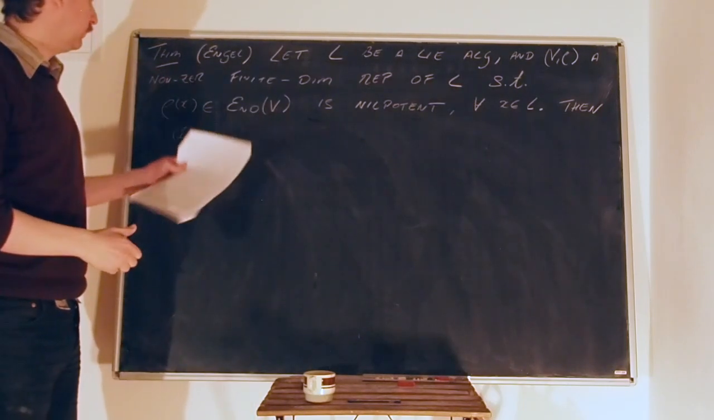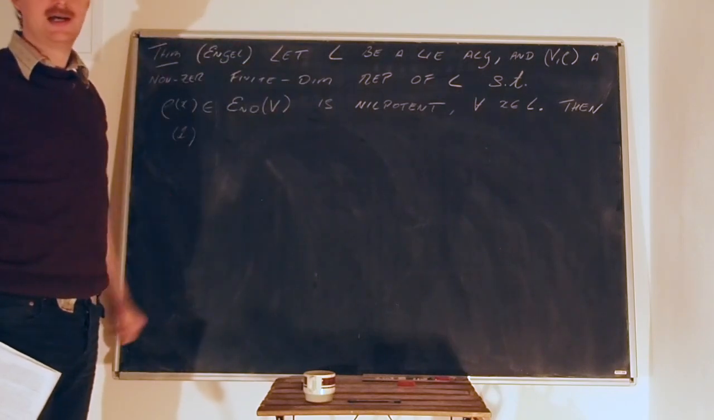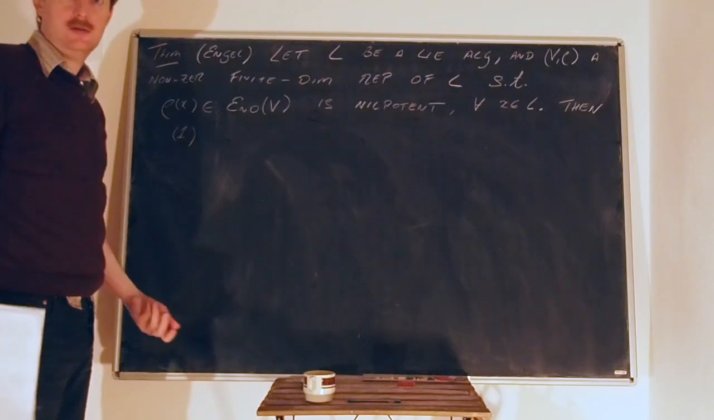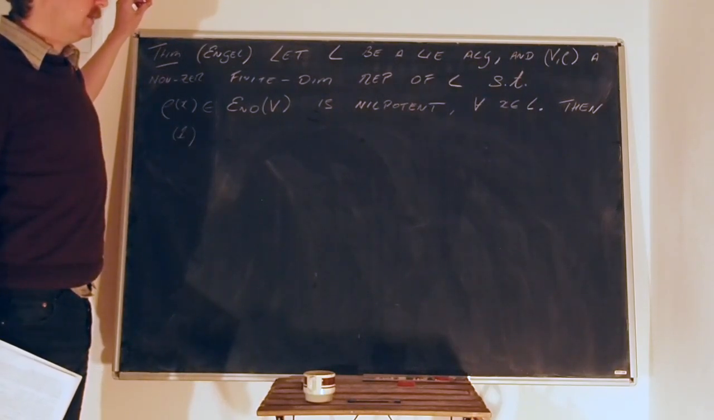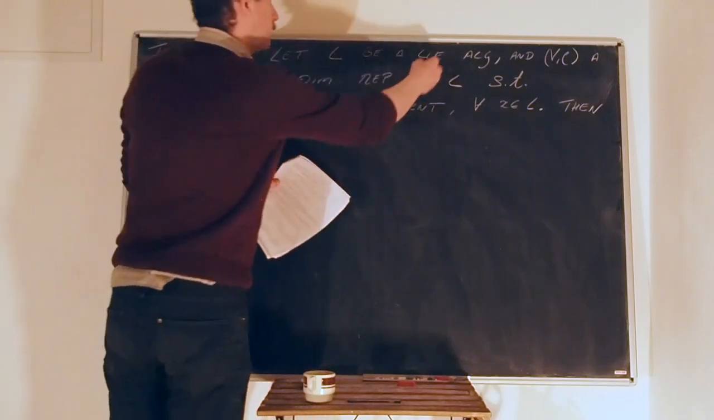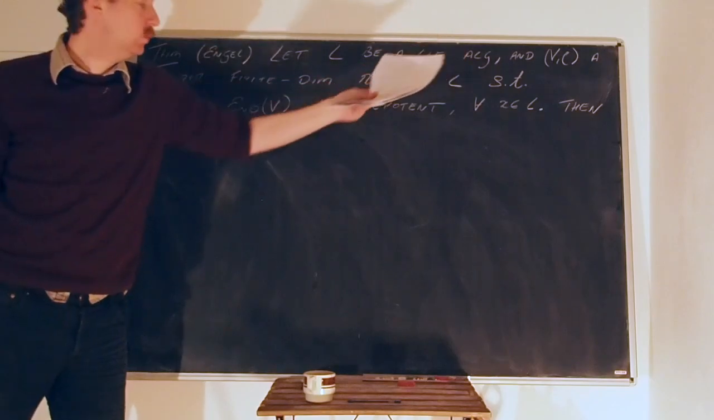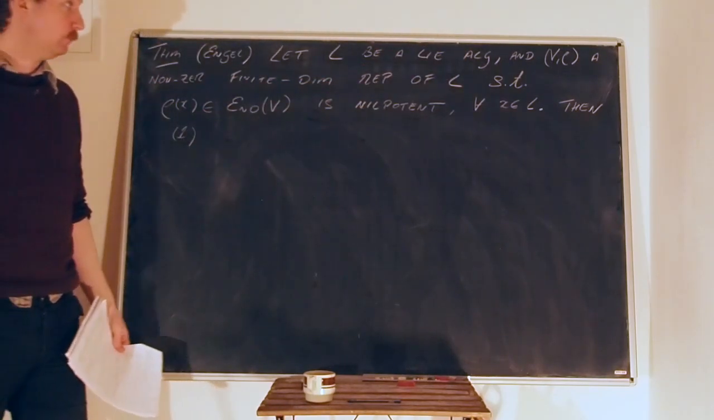Alright, so before we list the consequences, let's just see what we have in the setup. Let L be a Lie algebra, as usual. It's going to be finite dimensional, and let V, rho be a non-zero finite dimensional representation of L.